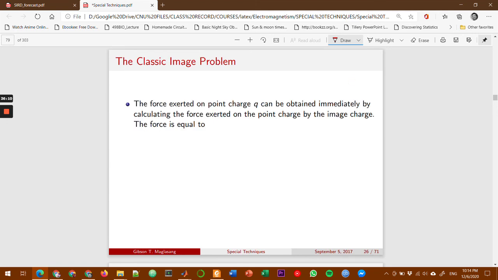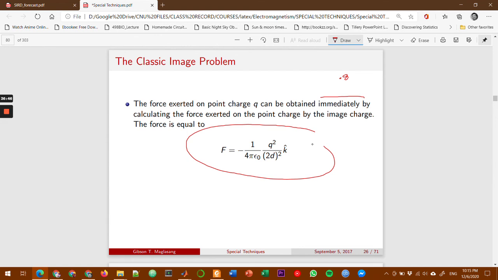So the force exerted on point charge q can be obtained immediately by calculating the force exerted on the point charge by the image charge. So the force is F equals Q1 Q2 over r squared times k. So you have this. Q1 Q2 becomes q times negative q, and the distance between the two is 2d. If you have your q here and the negative q there, this is d, this is d. All in all, you have 2d.